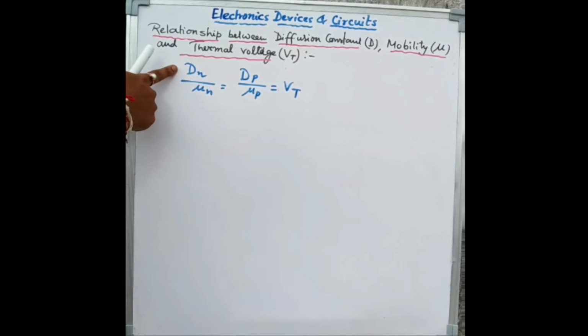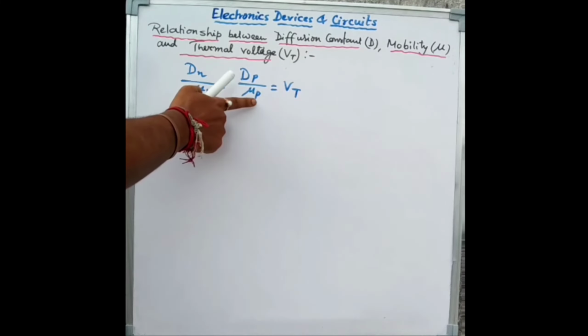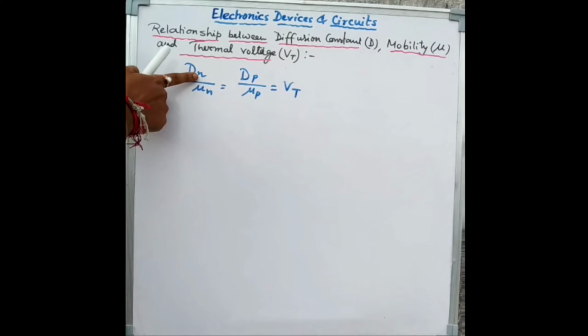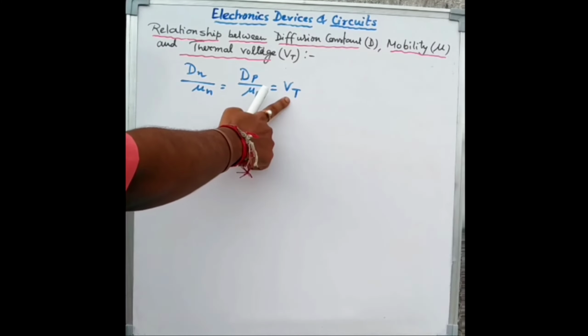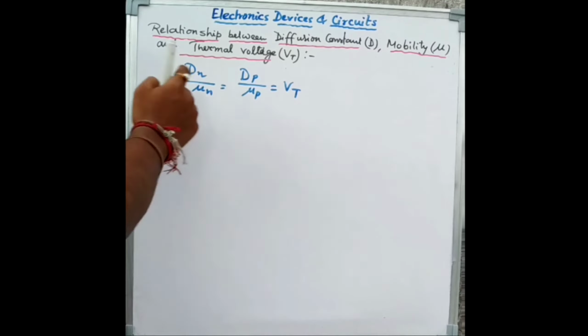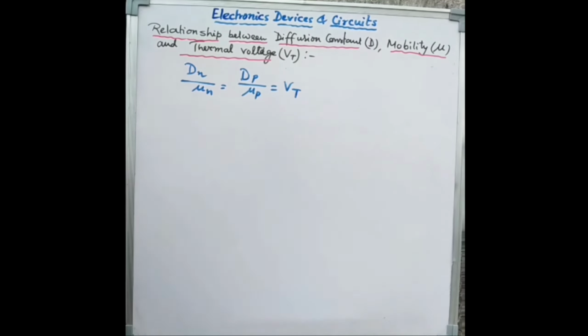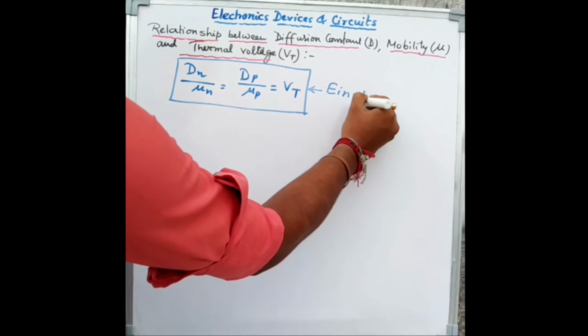D means diffusion constant, n means electron, p means hole. So this is the diffusion constant of electron, the mobility of electron, and this is the thermal voltage. This is the diffusion constant of hole, the mobility of hole, and the thermal voltage. This equation is also known as Einstein's equation.